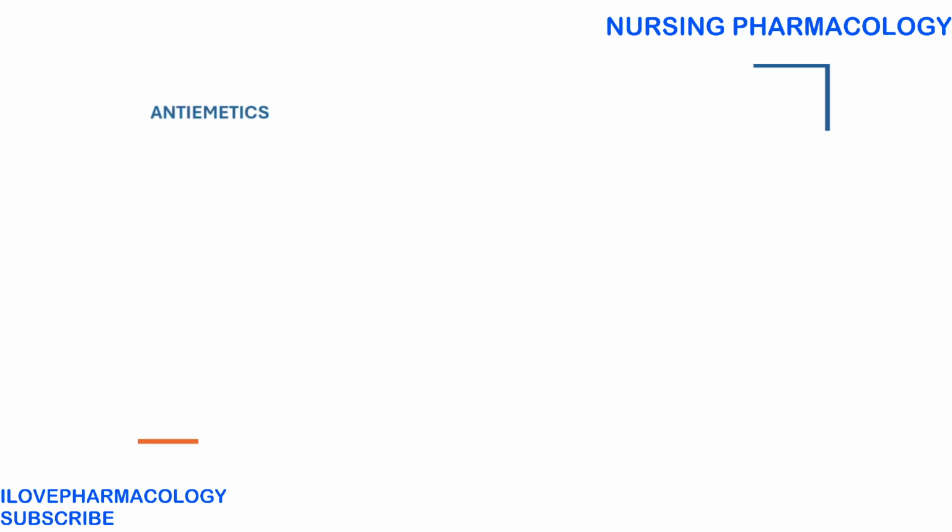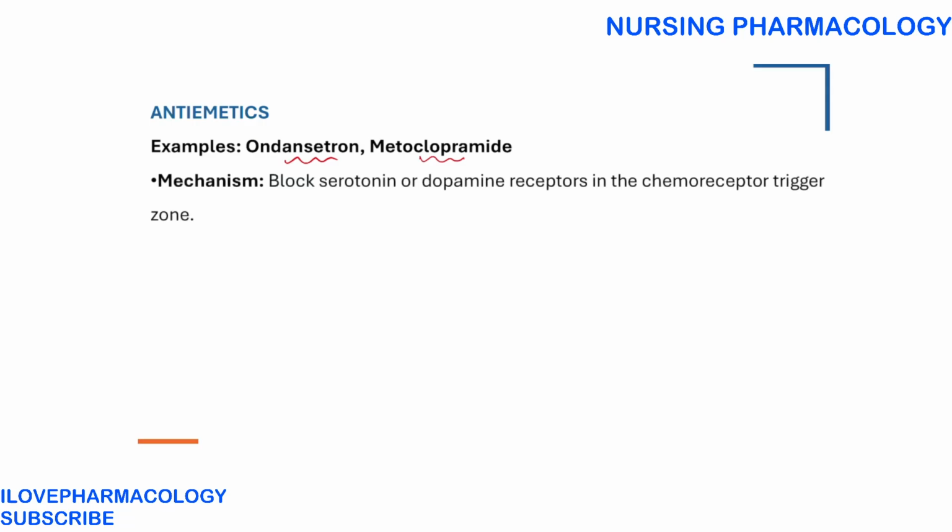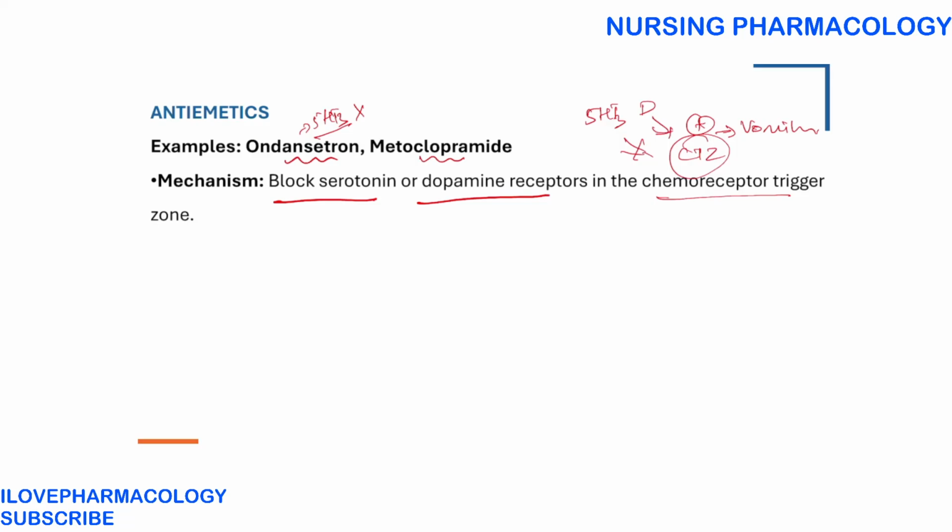And next, coming to the antiemetic agents. Antiemetic means these are the drugs which prevent vomiting. So we have ondansetron and metoclopramide. Basically, ondansetron is a 5-HT3 antagonist. It blocks serotonin and dopamine receptors in the chemoreceptor trigger zone, CTZ. Triggering of these will lead to vomiting. So what you are doing is blocking the 5-HT3 as well as dopamine. Thereby there is no stimulation of the CTZ.